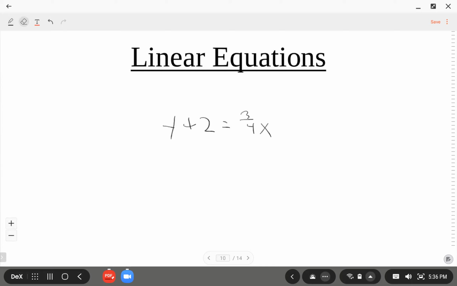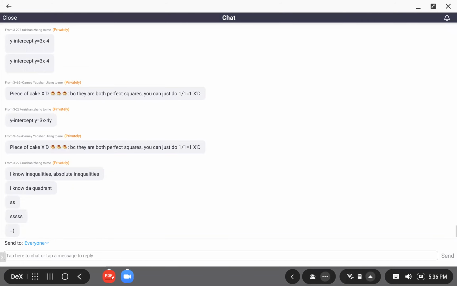So following my example, can everybody do this warm-up exercise, okay? Please make up your own linear equation. Please try to make your own linear equation.